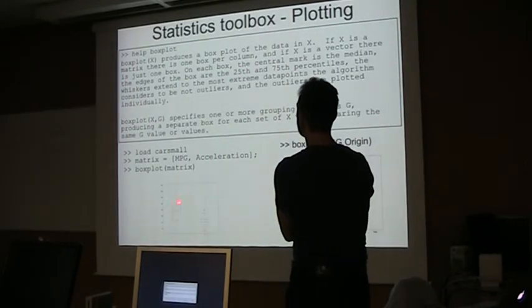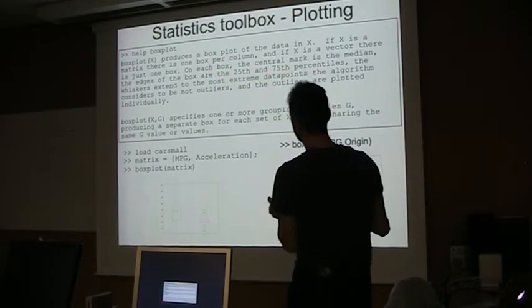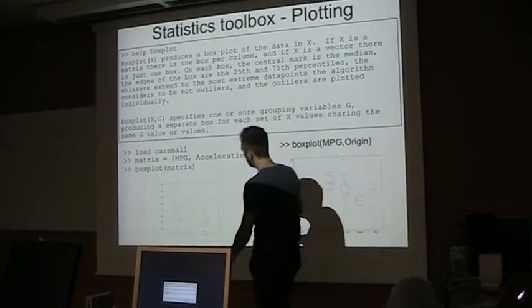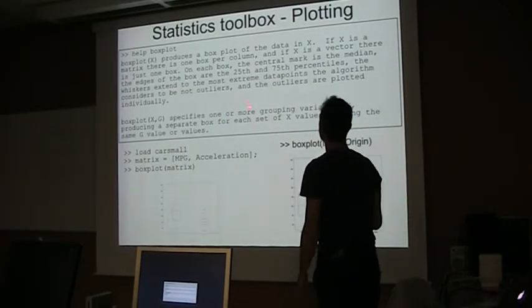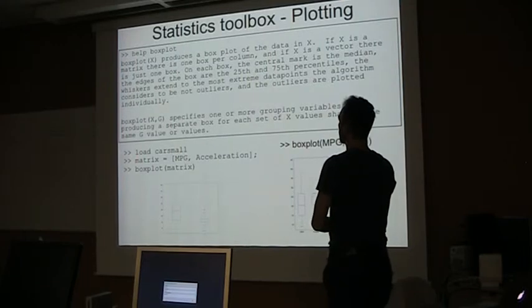And these edges here of the box are the 25th and 75th percentiles, so how much of the data is contained in this range. And then you have the extreme data points, for example, this dot here.